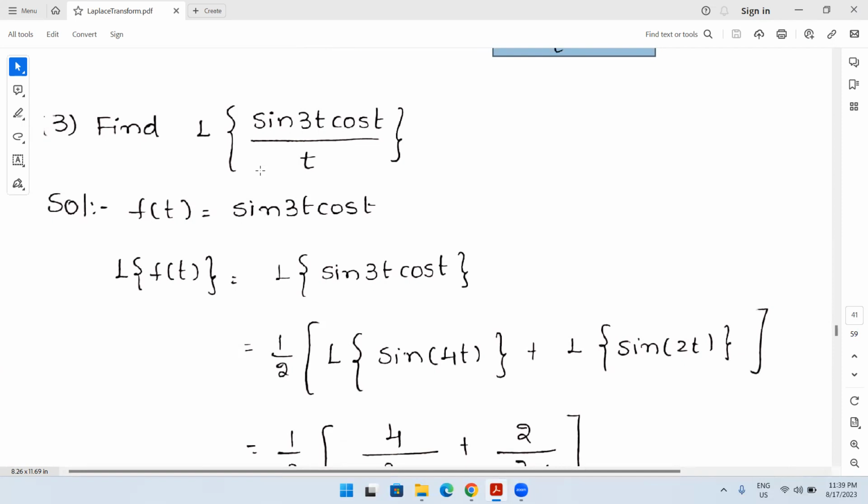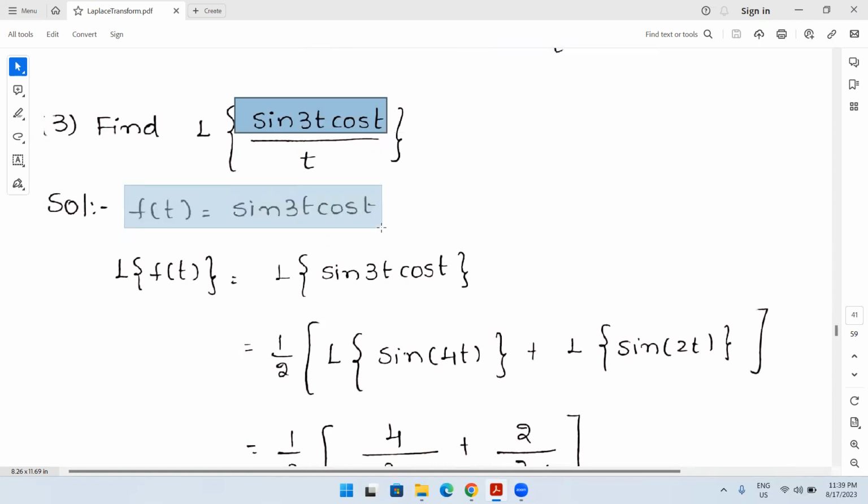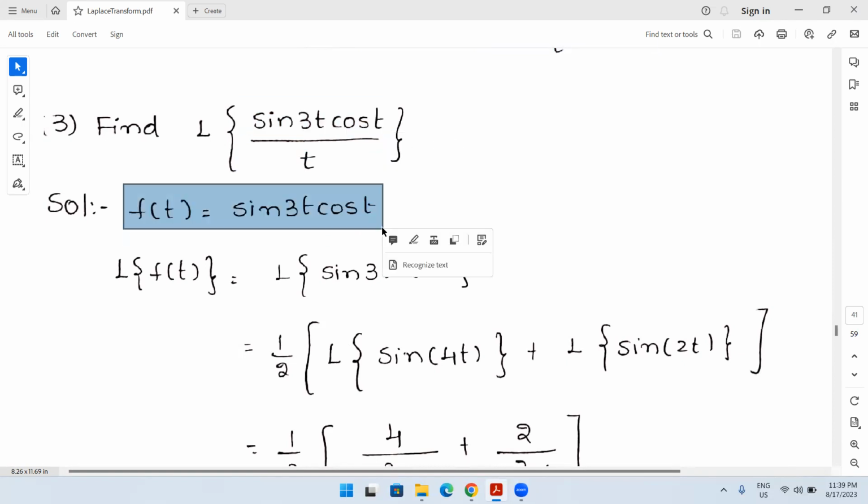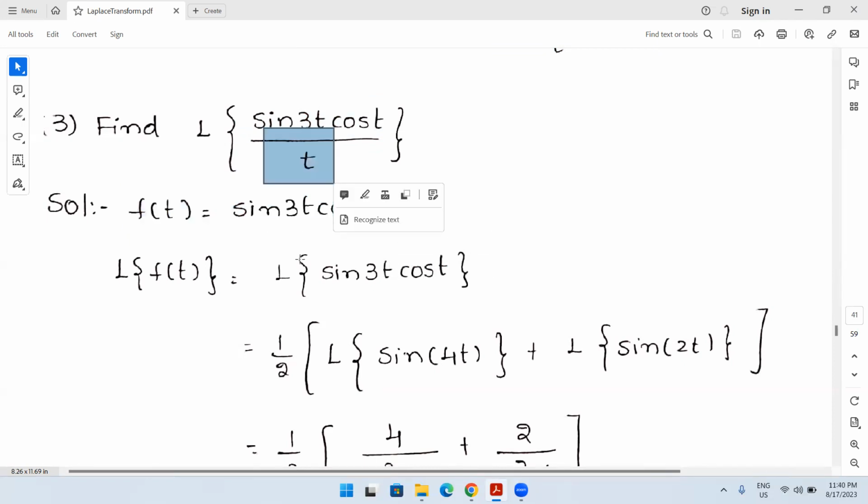Let us see the third problem. Find the Laplace transform of sine 3t cos t by t. Here also the same thing, we ignore division by t and take only sine 3t cos t as f of t, and we first find the Laplace transform of f of t, that is f bar of s. Then we integrate. Division by t is nothing but integration.